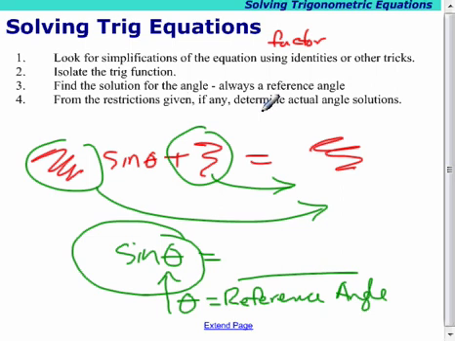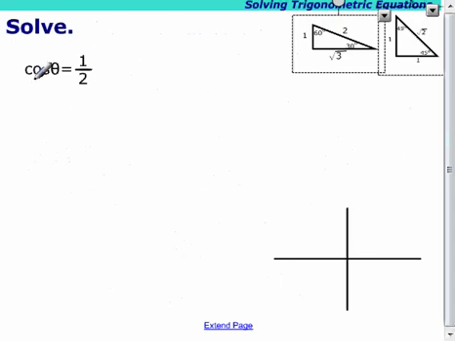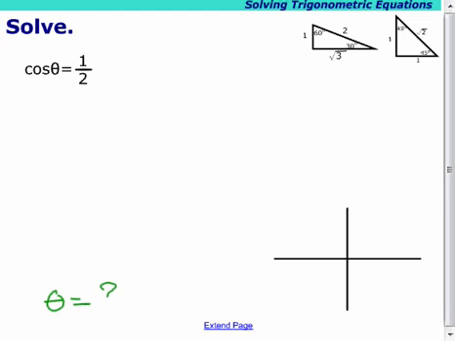Let's try some. We'll start with some baby ones and work our way up till we have some more complicated ones. Here's one. Cos theta is equal to 1/2. My goal here is to figure out what theta has to be. Now this is a simple trig equation, and I've actually already isolated the trig ratio. The cos theta is there by itself. So all I need to do now is to figure out what angle has a cosine ratio of 1/2.